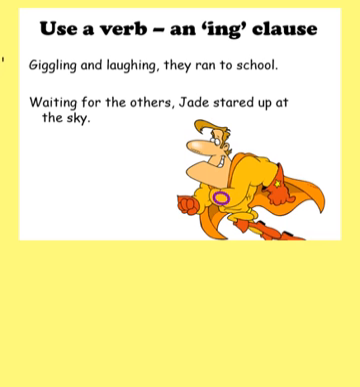This is a little bit of a trickier one, and the reason it's tricky is because we've got two parts to it. The first part is where we're adding our ing suffix to some verbs, and once we've done that, we need to add that to a sentence that actually makes sense on its own already. So here, this part of the sentence that I've highlighted in green, they ran to school, that could be a sentence on its own that would make sense. But what we've done is we've expanded on that and put in that giggling and laughing, they ran to school.